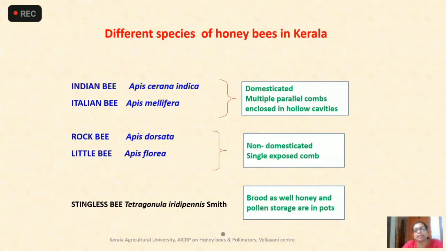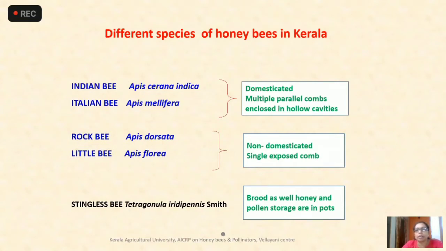The bees coming under the genus Apis, that is the Indian bee and the Italian bee, are the ones which we are domesticating. Towards North India, nowadays the Italian bees are more concentrated, while towards South India it is the Indian bee, and in the Northeast also we are mainly concentrating on Apis cerana indica, the Indian bee.